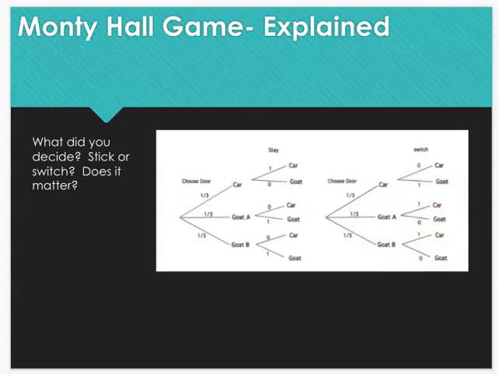So this is very counterintuitive to a lot of people. Look at this tree diagram, think about it, but if you need more of an explanation, let's talk about it.